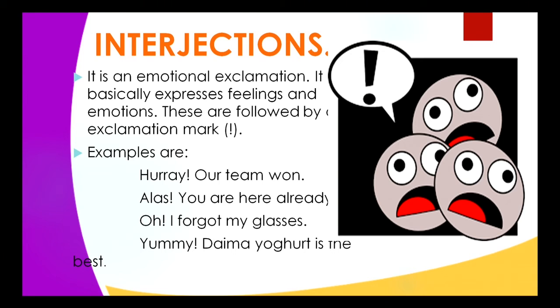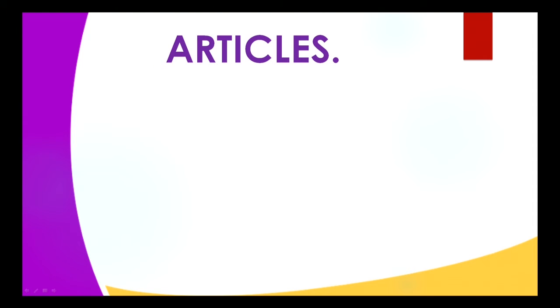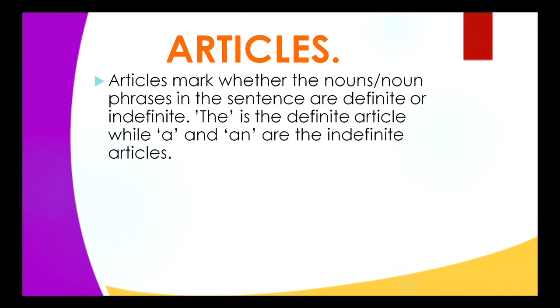Let's look at our ninth part of speech. And we are saying articles have been incorporated into the English parts of speech. So in the traditional content, articles were not being put under parts of speech, but now they are. And what are articles? Articles mark whether the nouns or the noun phrases in the sentence are definite or indefinite. There is the definite article, while a and an are the indefinite articles. We'll definitely look at that as we move on.